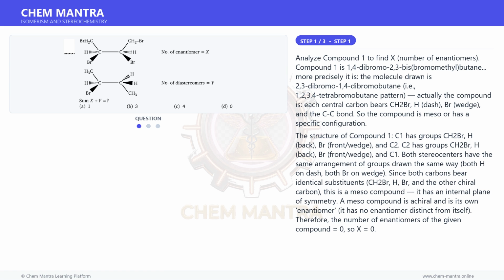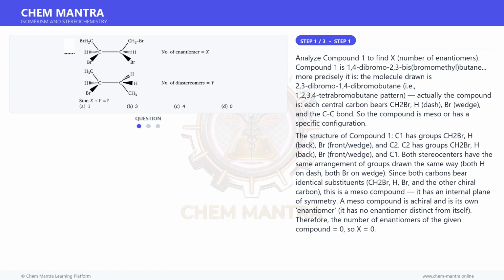The structure of compound 1: C1 has groups CH2Br, H back, Br front wedge, and C2. C2 has groups CH2Br, H back, Br front wedge, and C1. Both stereocenters have the same arrangement of groups drawn the same way, both H on dash, both Br on wedge.